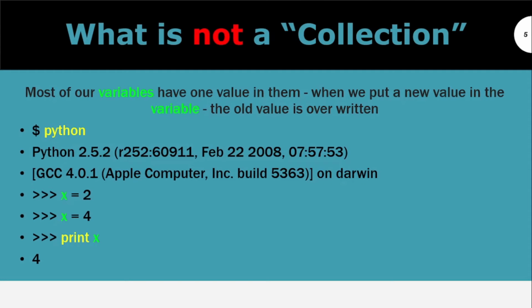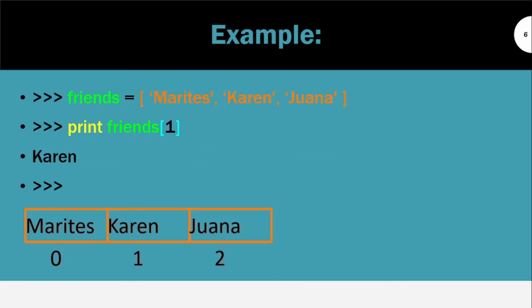Next. What is not a collection? Now, most of our variables have one value in them. When we put a new value in the variable, the old value is overwritten. So, with list class, always keep in mind that we can alter the value. However, we should hindi siya considered as a part of collection if it behaves that it begs to differ all of the contents, like the sample that we have here. Just observe it. Okay? So, next naman, example of list in particular.